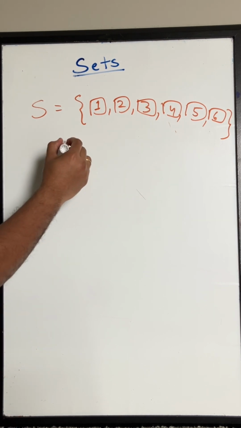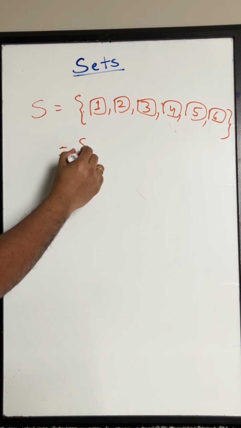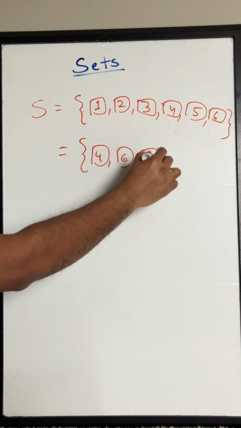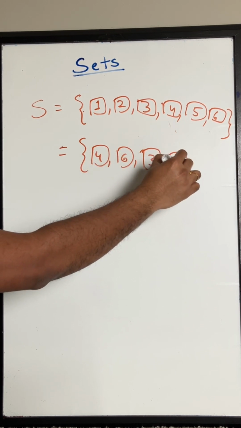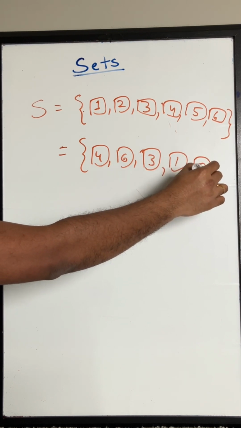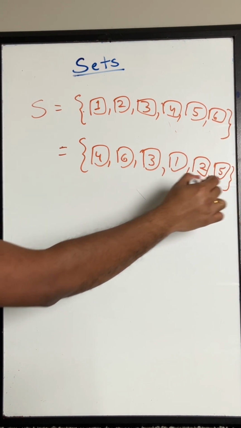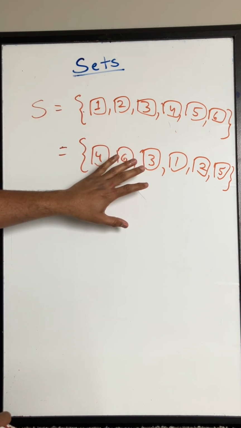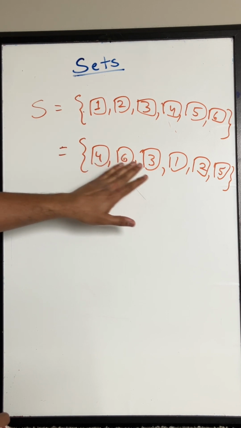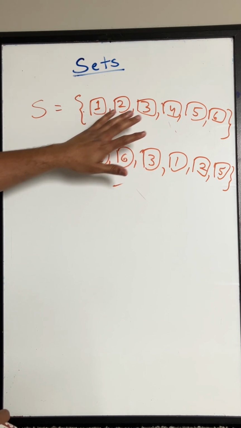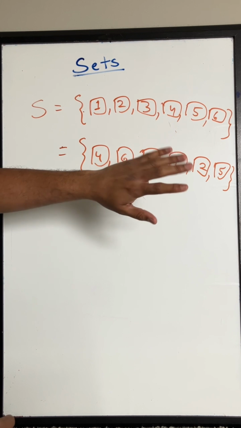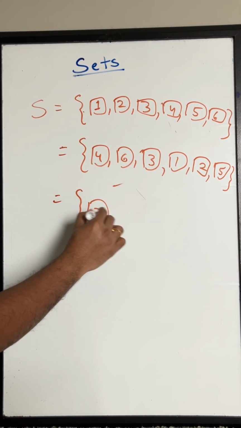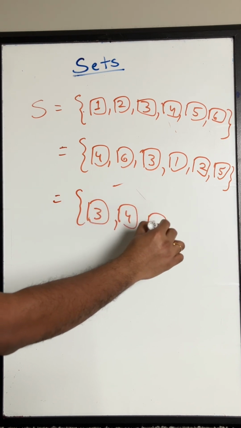So in sets, this is the same as I can write 4, 6, 3, 1, 2, 5. I can write like this also. These two are the same. All elements should be unique and well defined, and the order is not important. Do I have to write it in this order? No. I can write it in any way. I can write 3 first, 4, 5, 6, 1, 2.